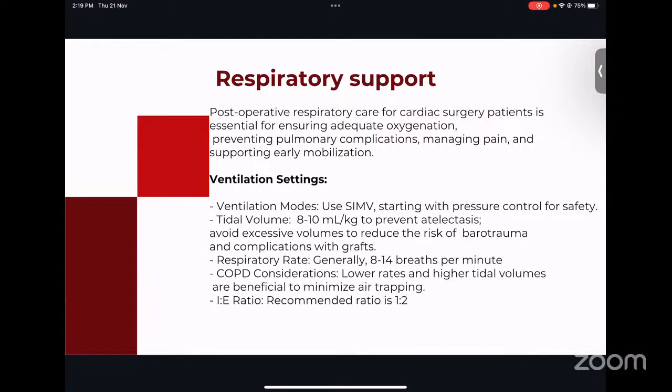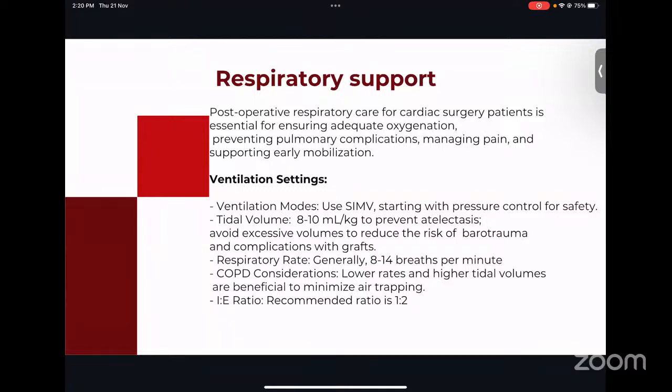Post-operative respiratory care for cardiac surgery patients is a multifaceted process focused on ensuring adequate oxygenation, preventing pulmonary complications, managing pain, and supporting early mobilization. Ventilation settings: ventilation in a sedated and paralyzed patient is crucial for effective gas exchange and reducing the work of breathing, particularly with pre-oxygenation with 100% oxygen.